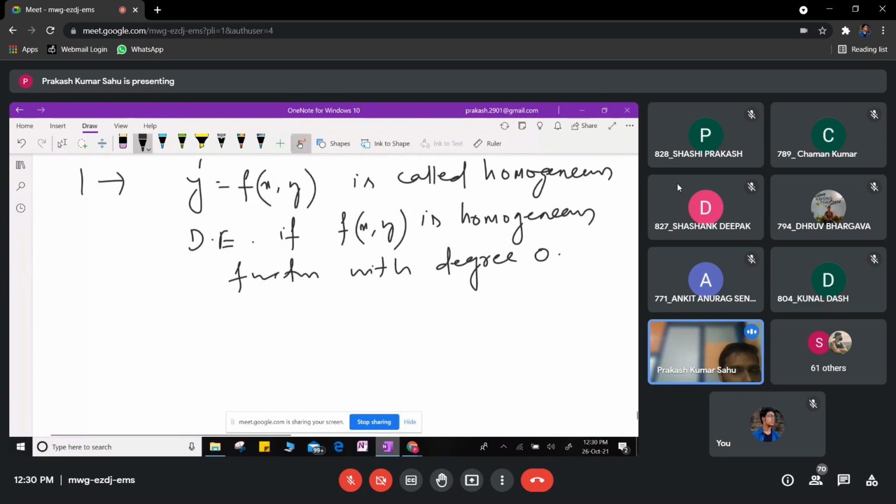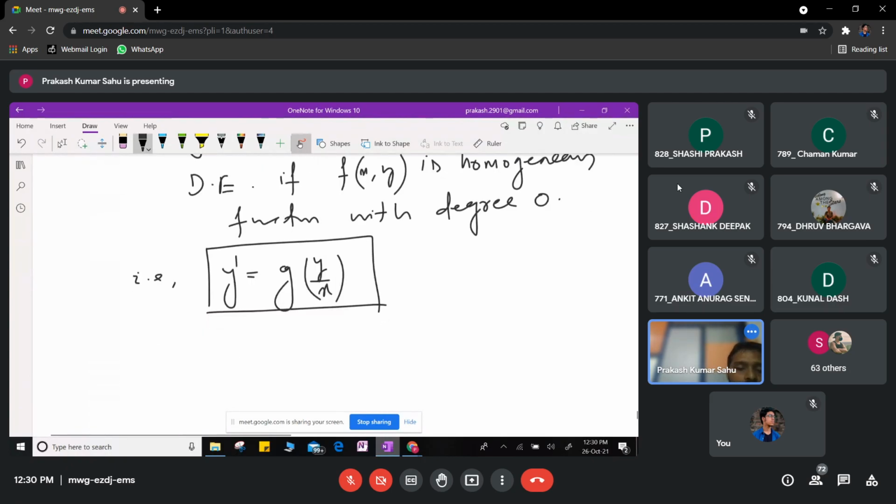Degree 0 means we can write this y dash as some function g of y by x. If it is a homogeneous function with degree 0, then we can write this in terms of y by x, that is, a function of y by x. Okay, y dash is equal to g of y by x. Now, if it can be written in this form, then you substitute.